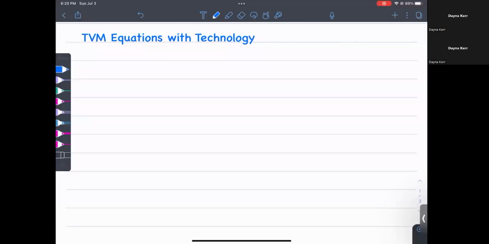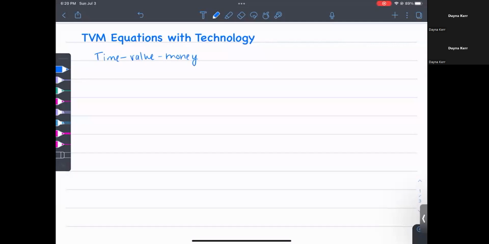So for this lesson, this is continuing what we did in 5.2, but showing you how to work with your technology, using your calculator to do TVM equations, or time value of money. That's what those letters stand for. So we can use our calculator to solve these equations, but I prefer that you use them to check because you do need to know how to do these by hand.